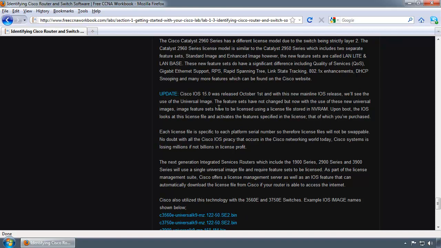Now, I hate to be the bearer of bad news, but each license file is different per Cisco device. It's actually based off of the hardware. So therefore, you cannot copy the license file from one router to another router of the same model. It just won't work. So therefore, you now have to pay Cisco to use Cisco IOS if you want to use the advanced features.